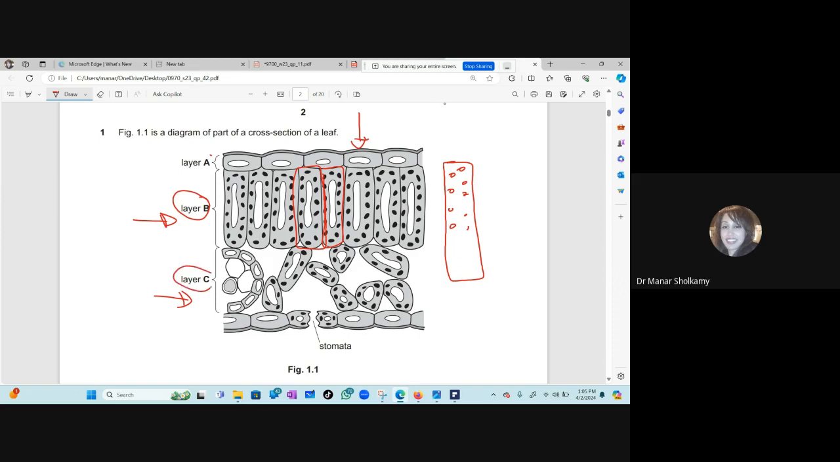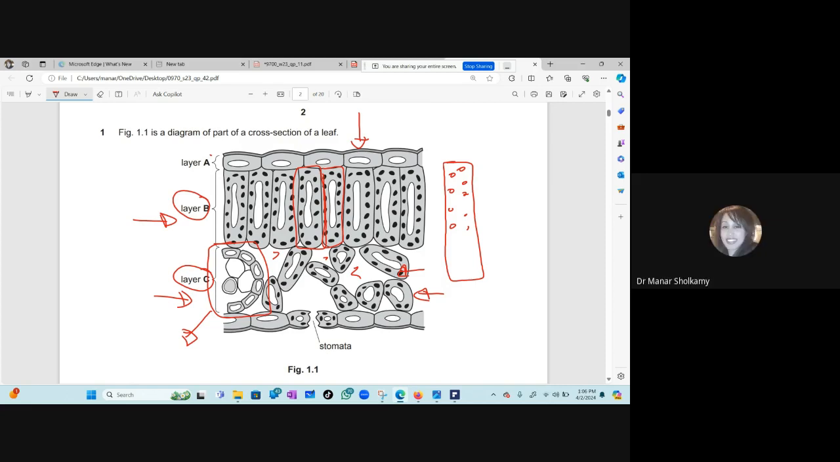What about the spongy mesophyll? What will you say about the spongy mesophyll? It has air spaces. Correct. They have lots of air spaces. And what is the advantage of those air spaces? Surface area, also correct, they increase the surface area for gas exchange, for the circulation of gases. And they also have chloroplasts for photosynthesis. And what is this part? Vascular. Yes, you are correct.